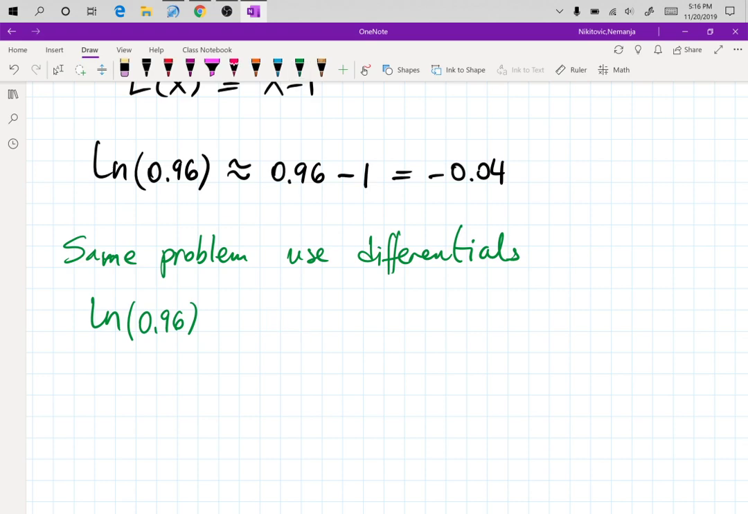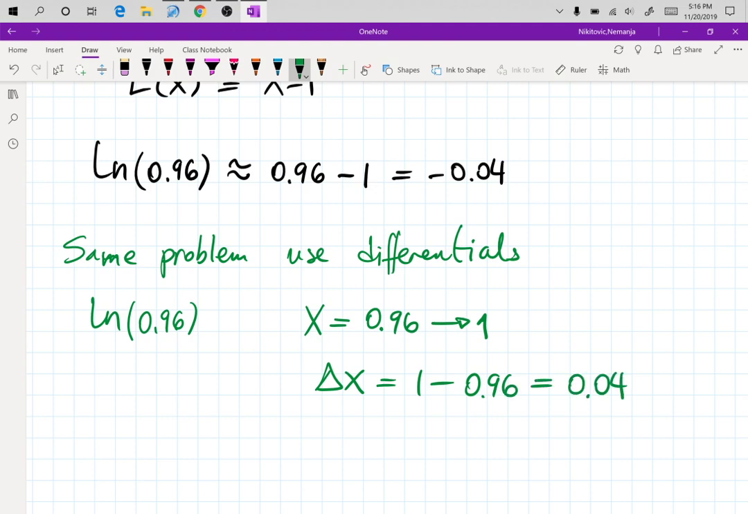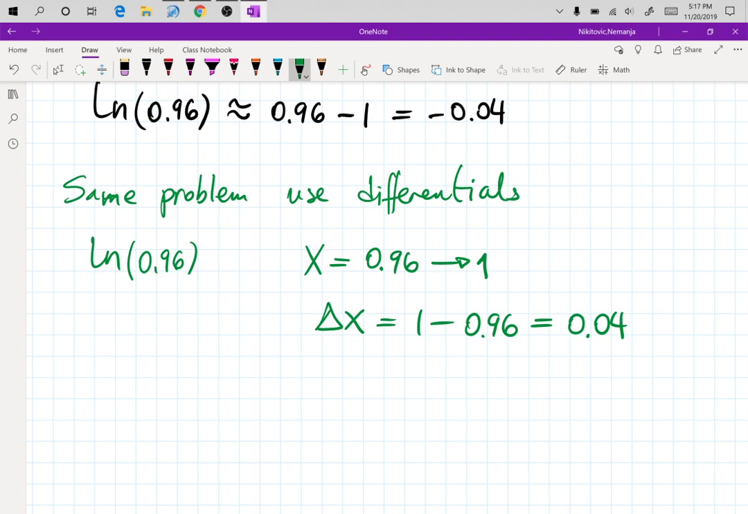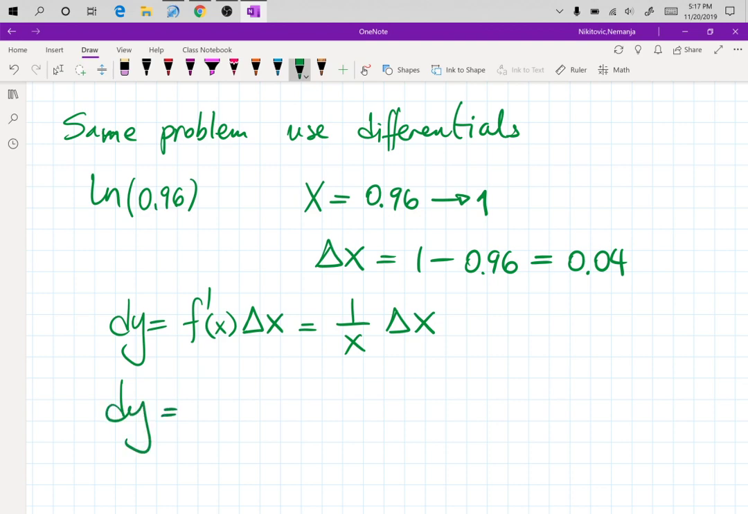We are using the fact that your x is going to go from 0.96 to 1. That is making your delta x 1 minus 0.96, which is 0.04. Delta x is a change of x as x goes from 0.96 to 1. The differential is that dy is equal to f prime of x delta x. So we have our f prime, which is 1 over x, and dy is equal to 1 over 1 times 0.04, and that's going to give us 0.04.